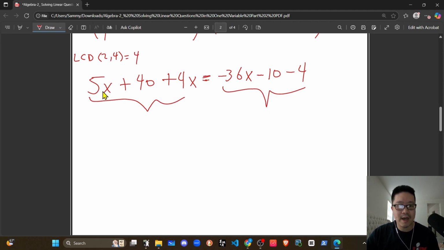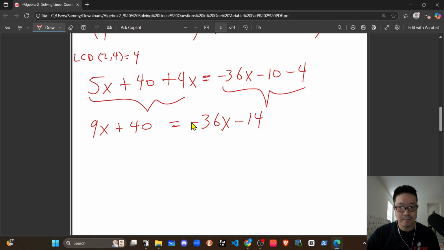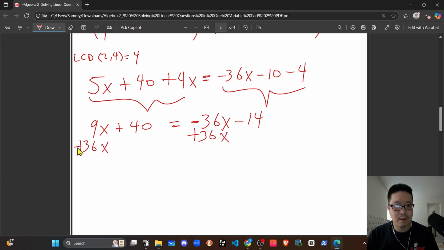So here we have 5x and 4x, so we can combine those two. We get 9x plus 40 equals, on the right side, we get negative 36x, and then negative 10 and negative 4 is going to be negative 14. All right. And again, at this point, once we've cleared the fractions, we can just solve the equation using what we know from our previous lesson, which is isolating x on one side and moving everything else to the other side. So I'm going to add 36x to both sides. And then I'm going to subtract 40 from both sides.